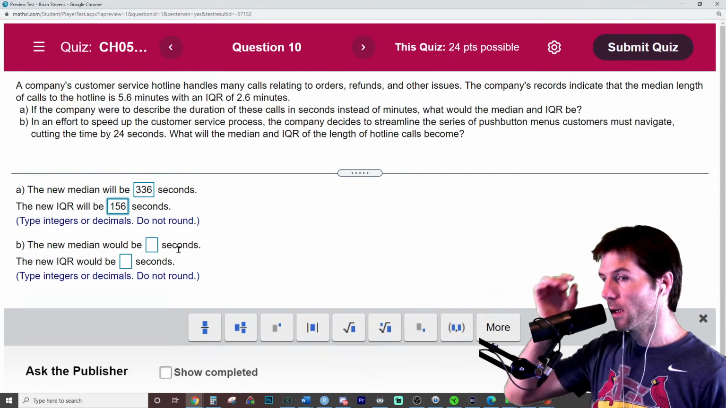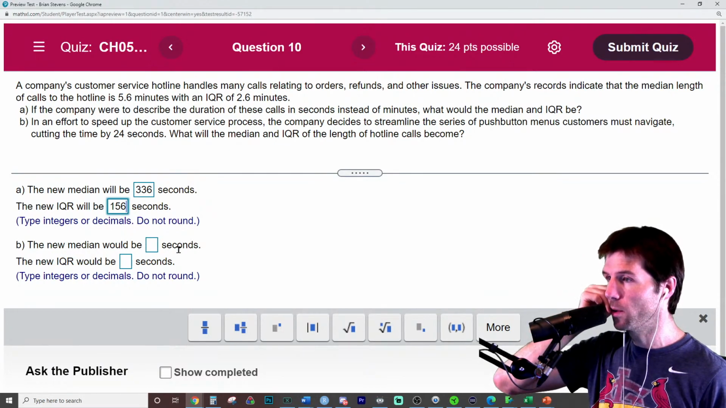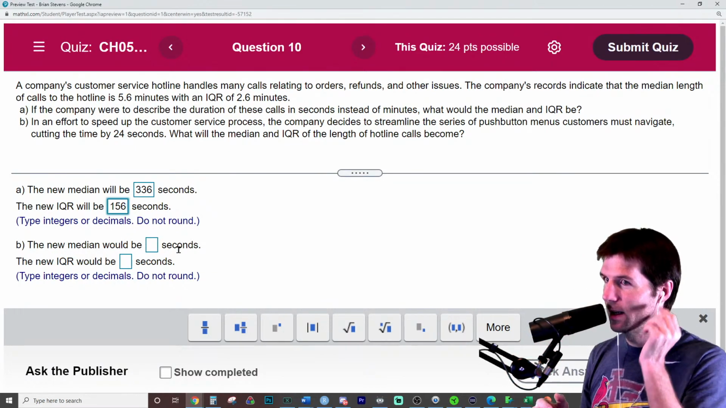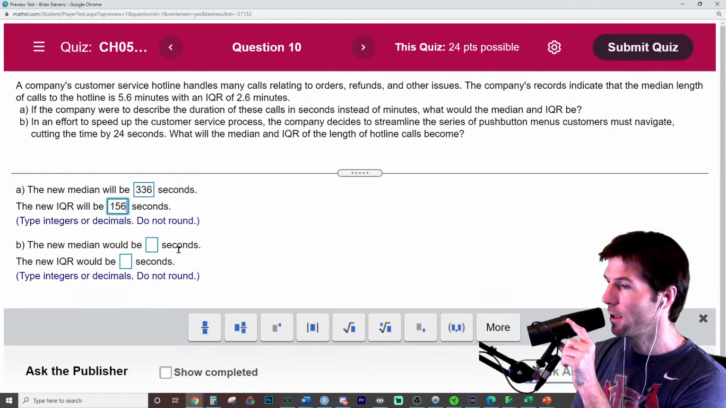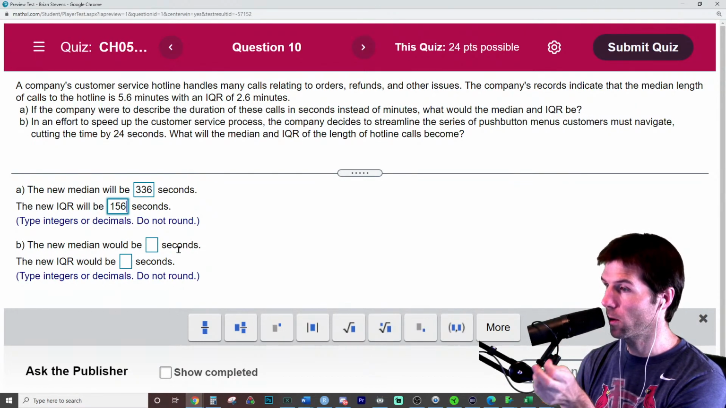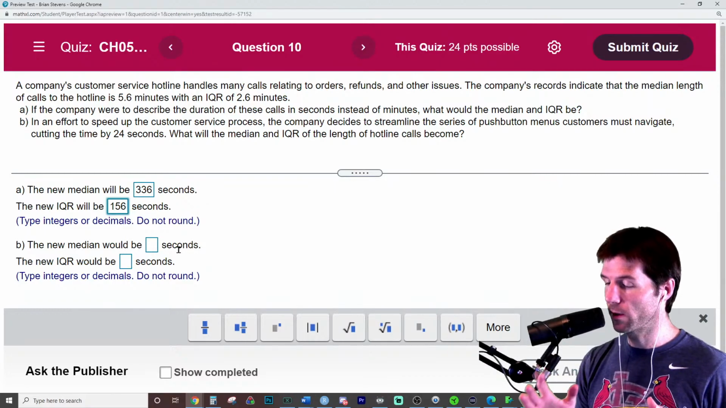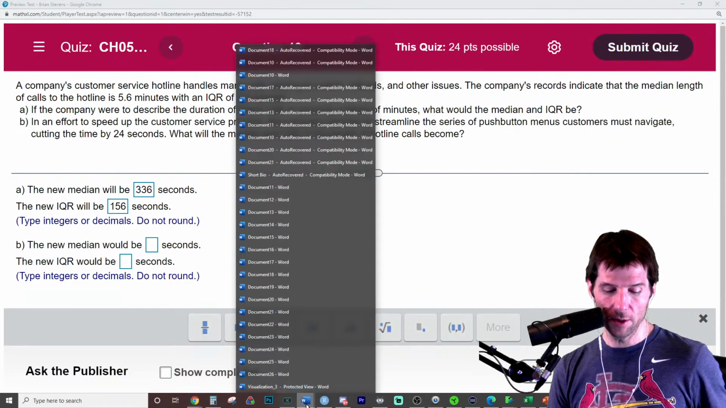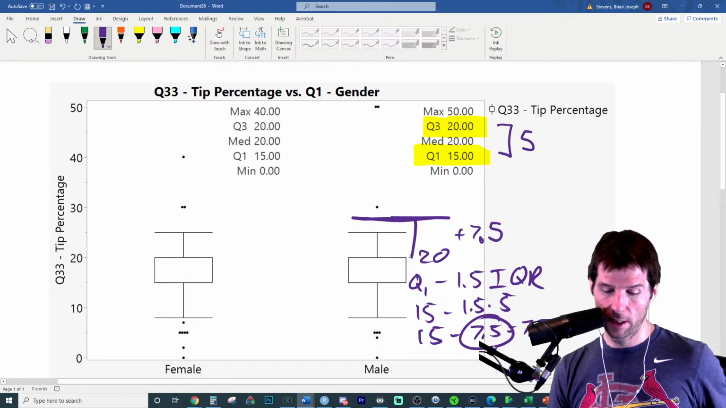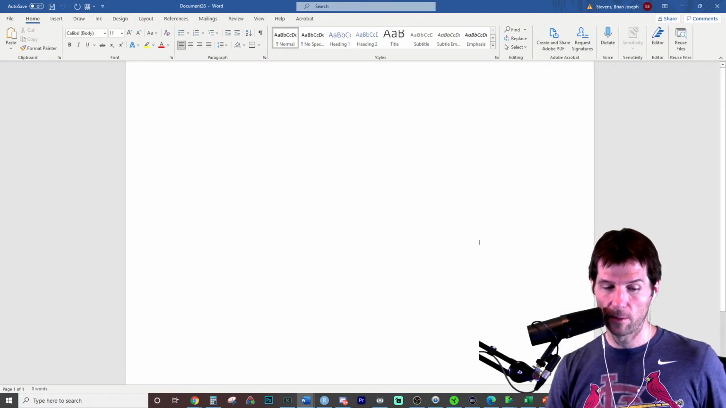Don't round anything. Now it says, in an effort to speed up calls, the company streamlines the push-button menus customers must navigate, cutting off 24 seconds. Now think about this. They sped everything up. What will the median and IQR be? They sped everything up, which is actually going to change the what of the distribution. We're not using a normal curve for this, but I want you to think about this.